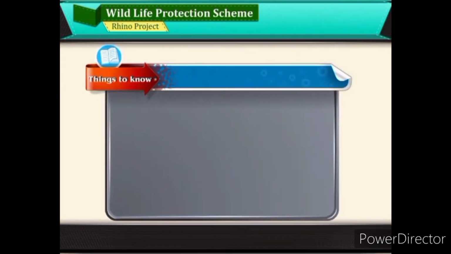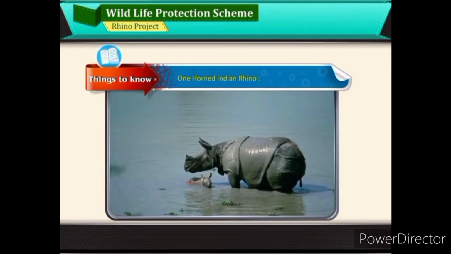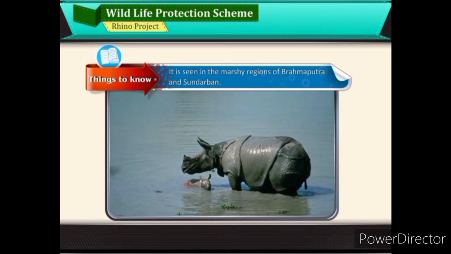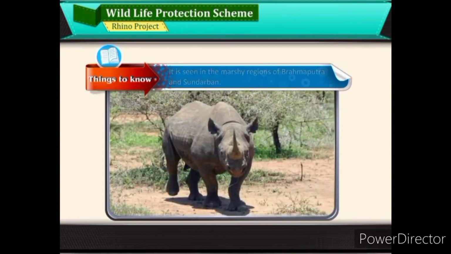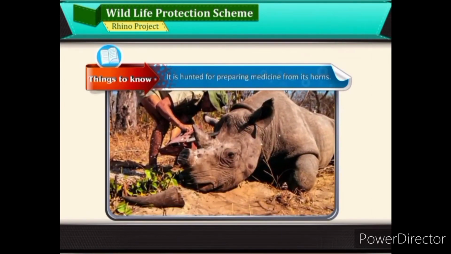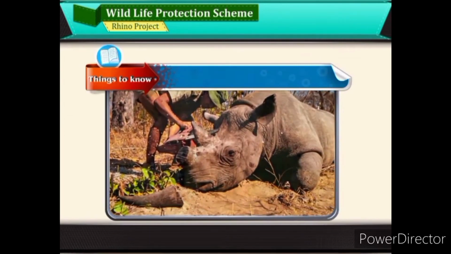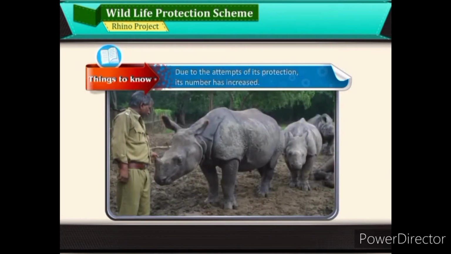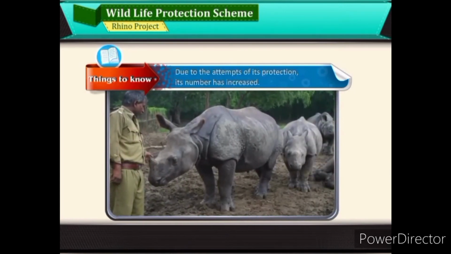Things to know. One-horned Indian rhino. It is seen in the marshy regions of Brahmaputra and Sundarban. It is hunted for preparing medicine from its horns. It is a herbivorous animal. Due to the attempts of its protection, its number has increased.